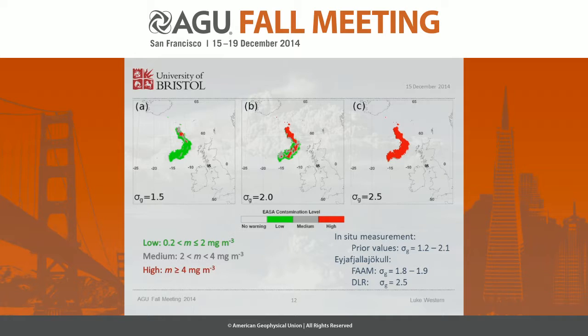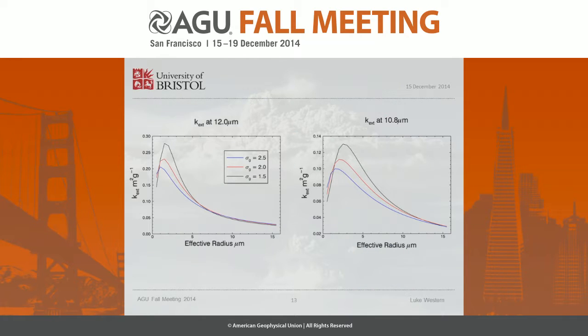This is quite easy to explain using the physics. If we look at our mass extinction coefficient, so this is our scattering and absorption per unit mass, it really differs for a given effective radius. Most of our ash will be in this 0 to 5, 0 to 10 range of effective radius size. And our properties are really quite different for a given effective radius, depending on which geometric standard deviation we use. We're very much in the Mie regime of scattering here.